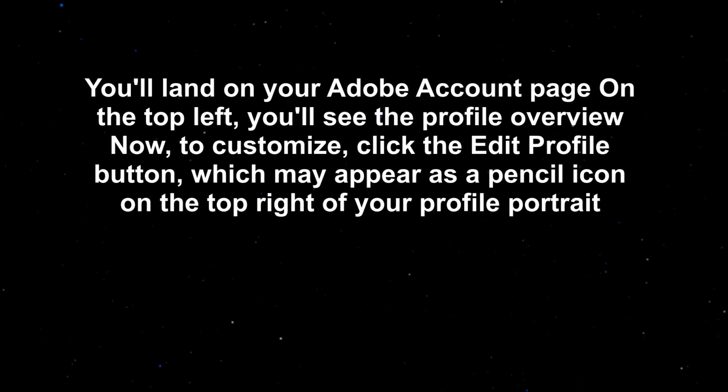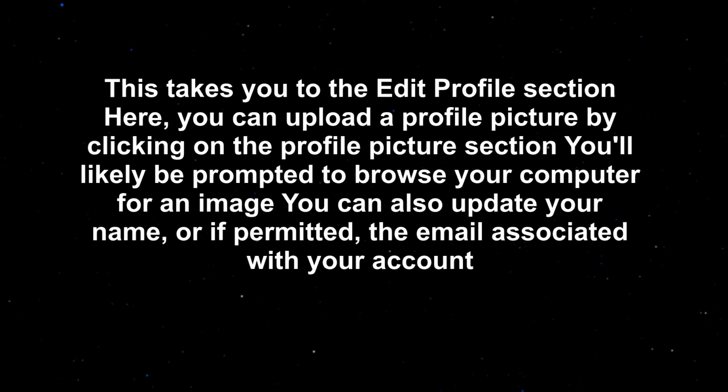Now, to customize, click the Edit Profile button, which may appear as a pencil icon on the top right of your profile portrait. This takes you to the Edit Profile section. Here, you can upload a profile picture by clicking on the Profile Picture section. You'll likely be prompted to browse your computer for an image. You can also update your name, or if permitted, the email associated with your account.